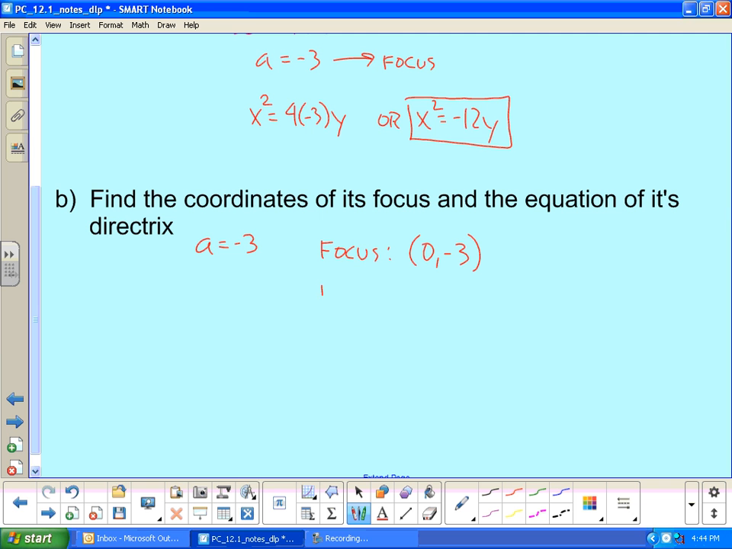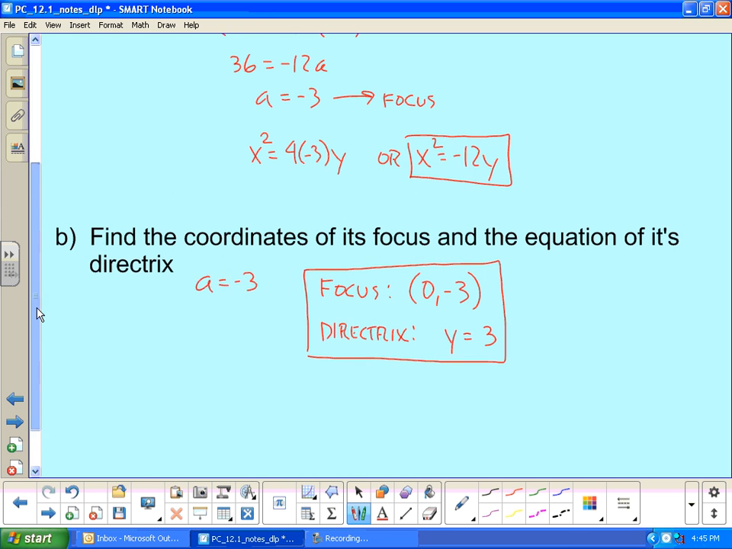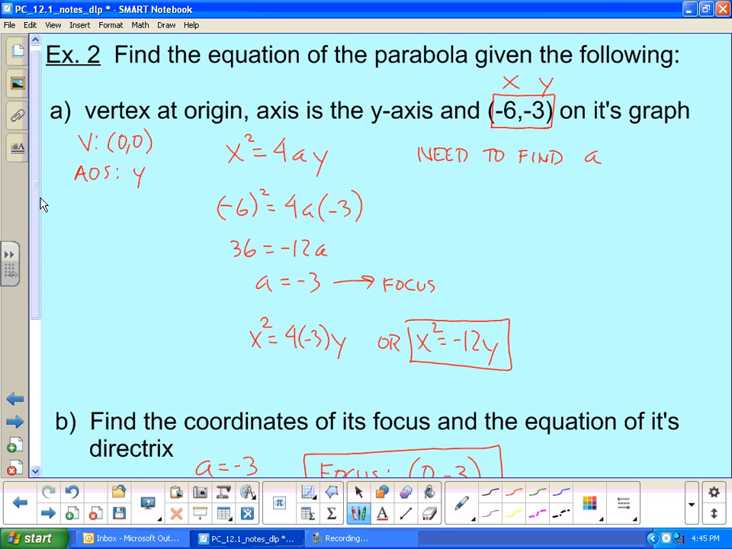And then, once we know our focus, we can find our directrix. This graph opens up and down, which means I have a horizontal line for the directrix. In this case, my directrix will be the opposite of my a value, so y equals 3. All right.